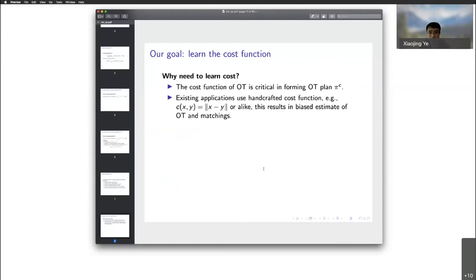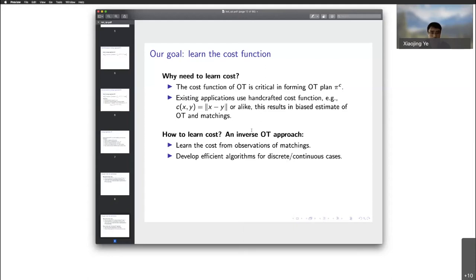If they are just careless enough to choose some random cost, the result they get could be completely deviated from the true one. So they will cause some bias if you choose the cost in the wrong way. And usually the cost that people choose in practice will be just simple ones like the norm of x minus y, or the square of the norm, something similar to this. But they're usually too simple to capture the mechanism of the true cost in practice. So that's the reason why we're trying to learn the cost.